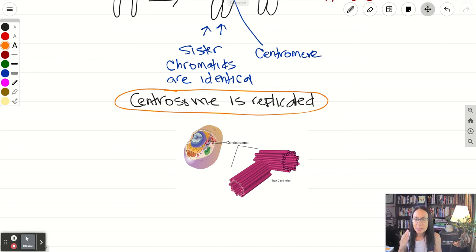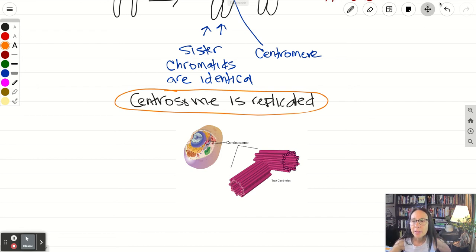And it's just like these two barrels. To me, they look like barrels, and they're crisscrossed. Okay, so this is what it looks like. Each one is called a centriole. Together, they're called a centrosome. But the centrosome is going to replicate. So you have one in every cell. When it's in S phase of interphase, it's going to become two.